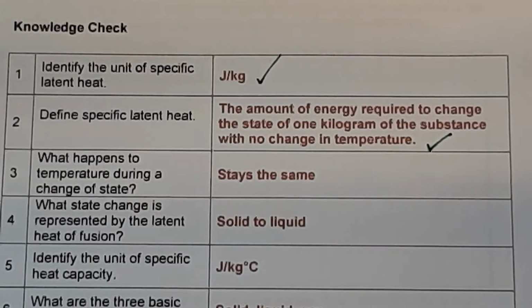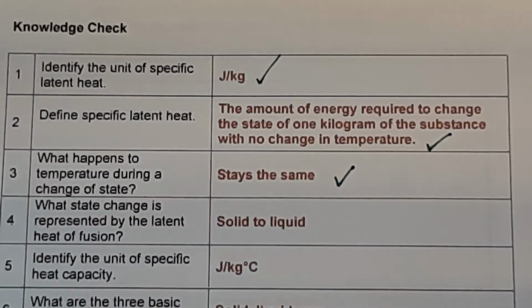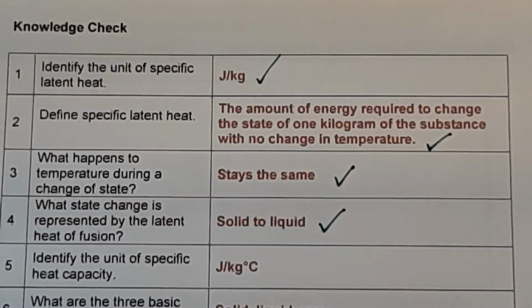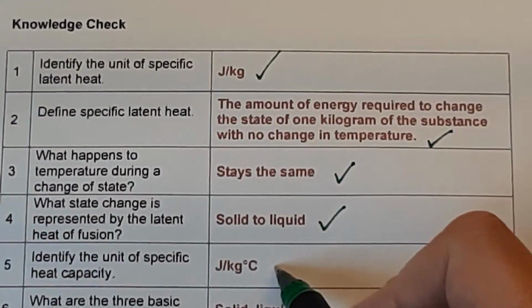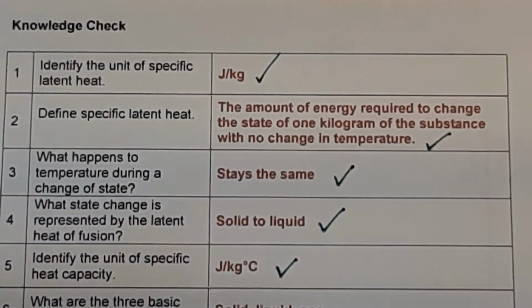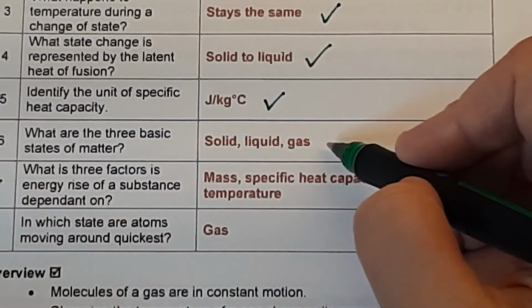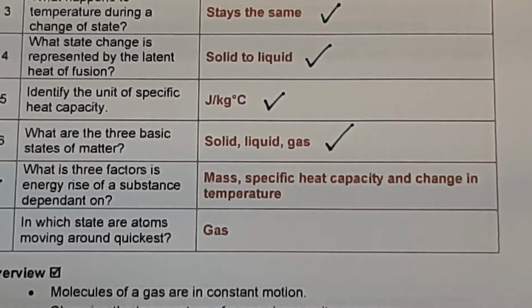Question 3. What happens to temperature during a change of state? Well, it stays the same. Question 4. What state change is represented by the latent heat of fusion? And that's from solid to liquid. Question 5. Identify the unit of specific heat capacity. That's joules per kilogram per degree Celsius. Question 6. What are the 3 basic states of matter? That's solid, liquid and gas, not plasma, because these are the basic states.